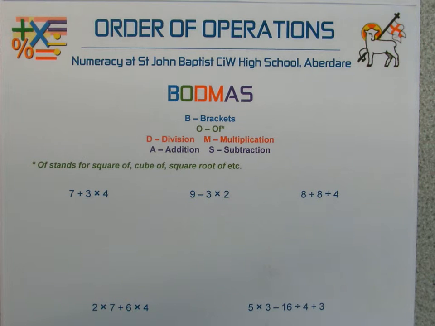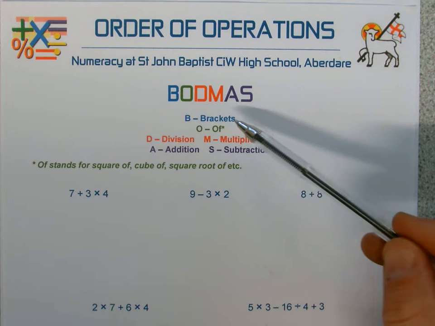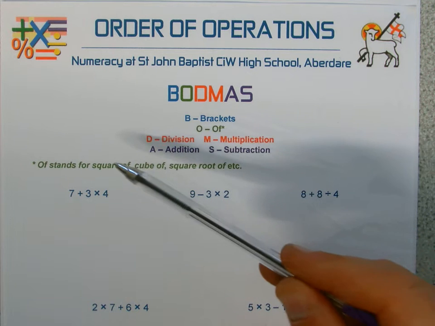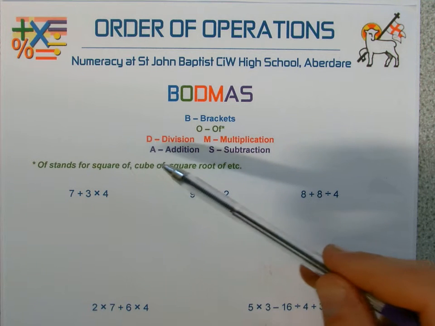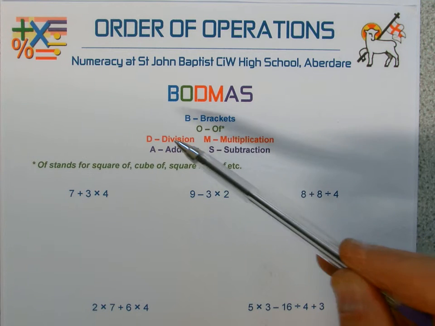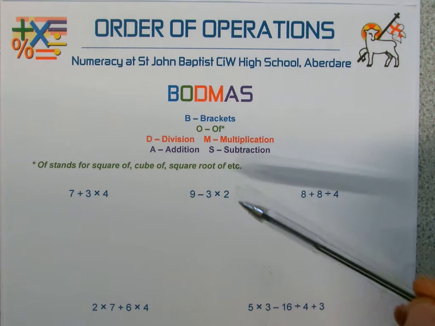Right, so order of operations often gets referred to as BODMAS, and there's a written explanation here as to why. Each letter represents something. B represents brackets. O represents "of", and what we mean by "of" is when we say the square of, or the cube of, or square root of, it's referring to powers. D is division, M multiplication, A addition, and S subtraction.